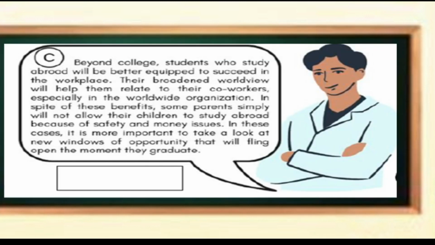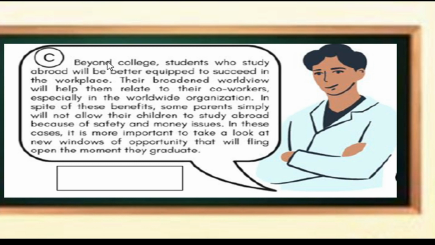So this is an example of an argumentative essay or argumentative text. Beyond college, students who study abroad will be better equipped to succeed in the workplace. Their broadened worldview will help them relate to their co-workers, especially in a worldwide organization. In spite of these benefits, some parents simply will not allow their children to study abroad because of safety and money issues. In these cases, it is more important to take a look at new windows of opportunity that will open upon the moment they graduate. So this is an example of an argumentative text.